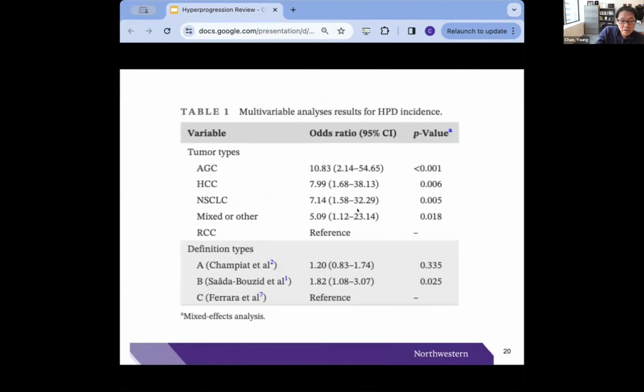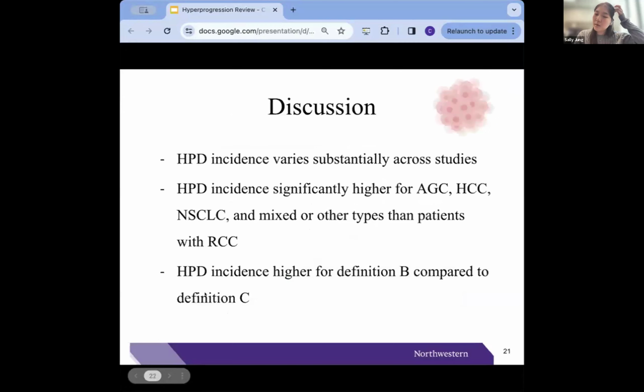Yeah, so this is the table. Just after adjusting for definitions used, the risk of developing HPD was higher in AGC, just repeating what I mentioned before. And then after adjusting for tumor type, definition B reported higher incidences of HPD than definition C. So that was one of their significant points.